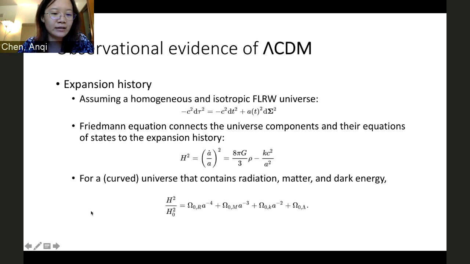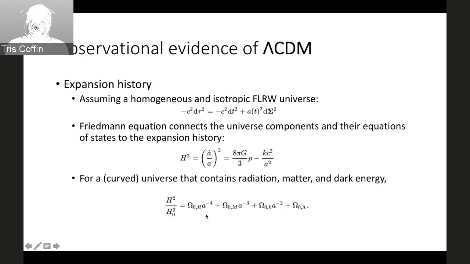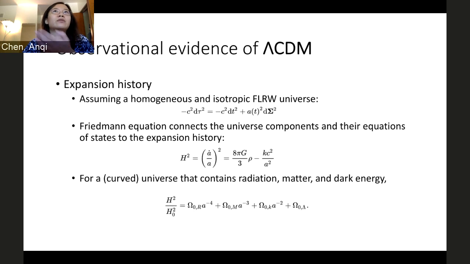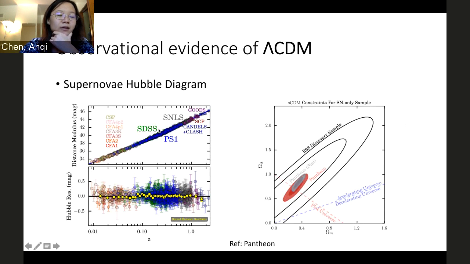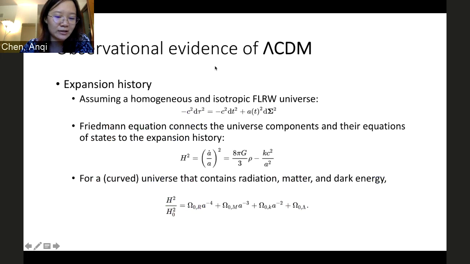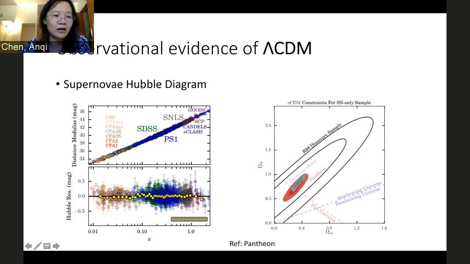And given this equation, if we can measure the expansion history of the universe, namely how the scale factor evolves with time, we can fit this third formula and find out how much radiation and matter and dark energy and the curvature of the universe we have in the universe. And so one way of observing the expansion history is through the supernovae Hubble diagram.